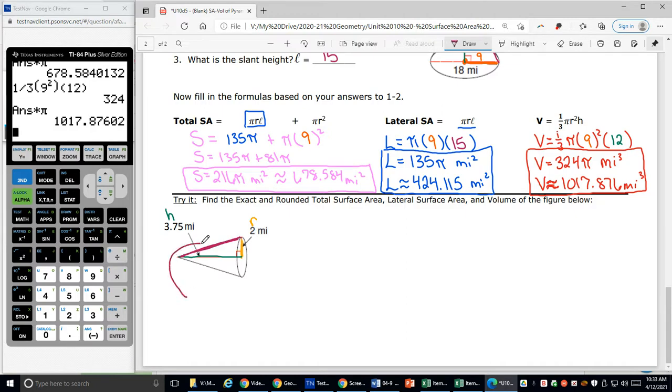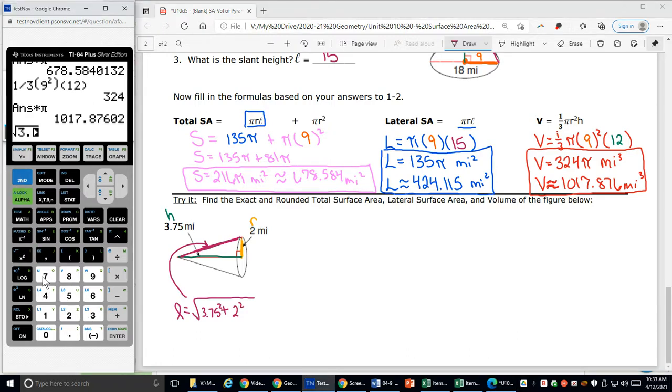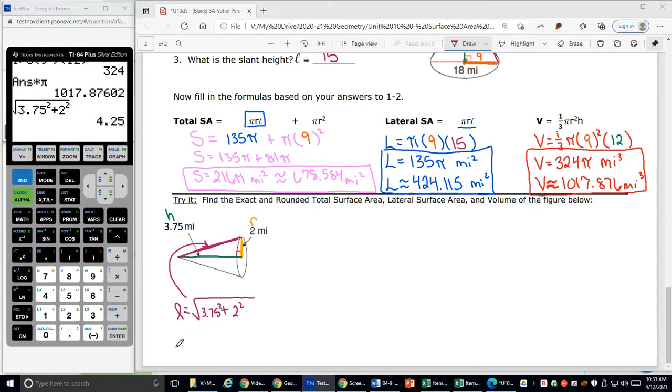Okay, my slant height is a hypotenuse. So inside my square root, I'm going to be adding. My two numbers are 3.75 squared plus 2 squared. So the square root of 3.75 squared plus 2 squared gives me a slant height of 4.25.